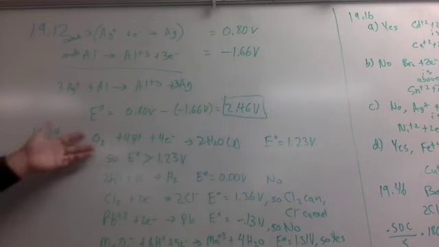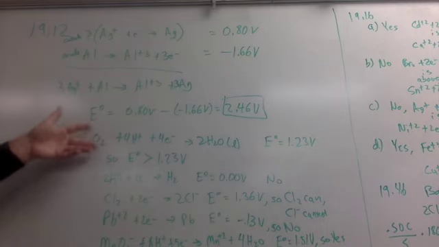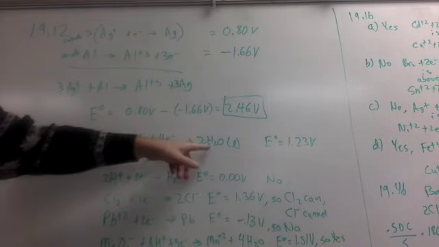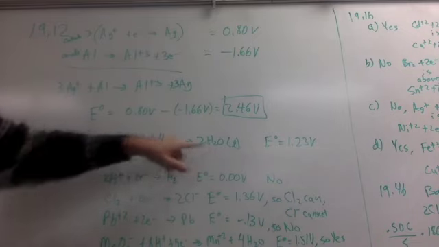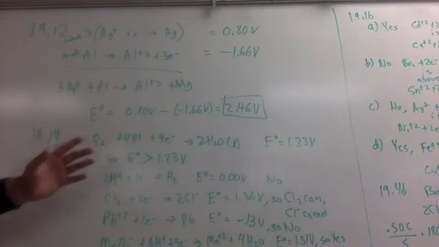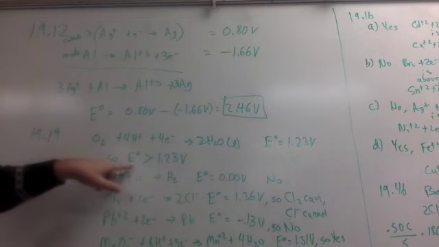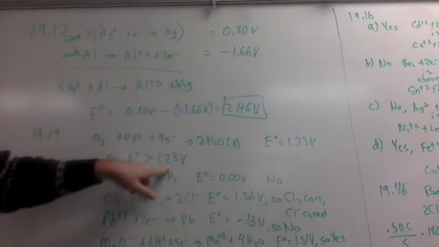I'm looking for reactions that can make this reaction for 19.14 run in reverse. I want to take water and oxidize it to O2, so I need to be able to take the reduction reaction for O2, making water, and run it in reverse. That means I need to pair it with a half reaction that's above it. So I need a half reaction where E naught is greater than 1.23 volts.